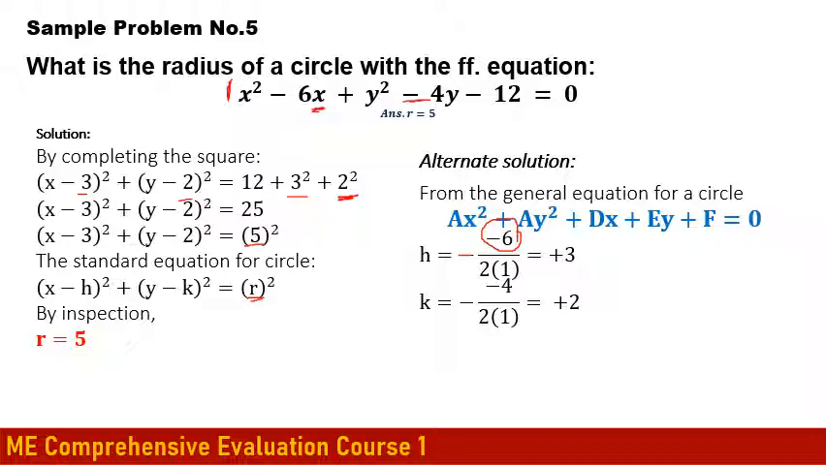On the other hand, for k, that is simply the negative of the coefficient of y, which is negative 4, divided by 2a. So a is still the a here, because they are just the same anyway. So we can get the value of k.